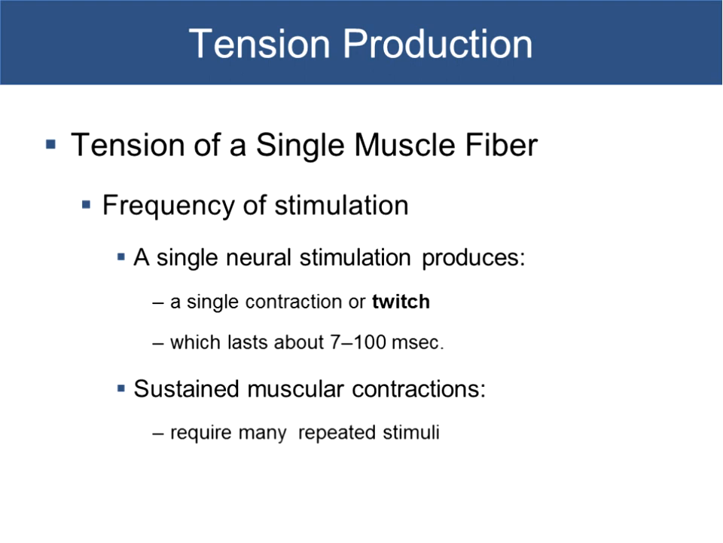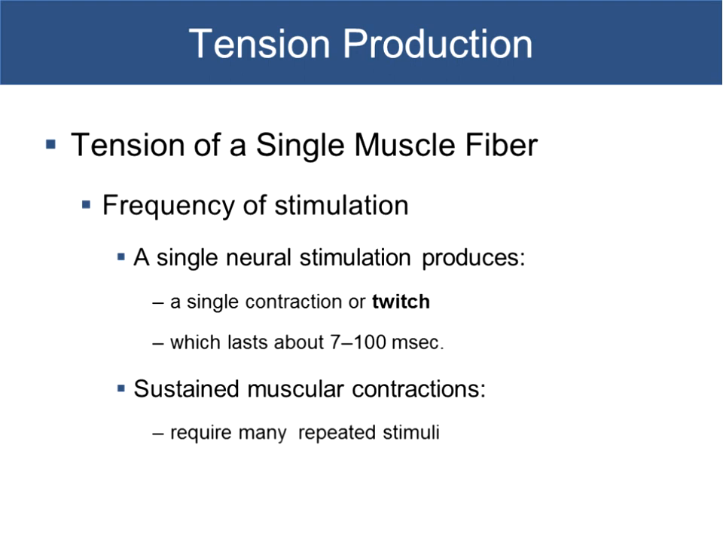Other things that are going to dictate the tension that's produced here is the frequency of stimulation. A single neural stimulation produces what we call a twitch, and it can last for something as short as 7 milliseconds or something as long as 100 milliseconds. There's such a large gap simply because we're talking about different types of muscles. The soleus muscle, that deep muscle in your calf behind your gastrocnemius, is going to have a much longer twitch than something like a muscle on your eyelid, which has a faster twitch. To sustain these muscular contractions, we're going to need repeated stimuli.